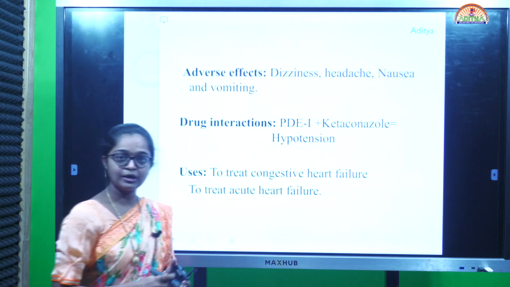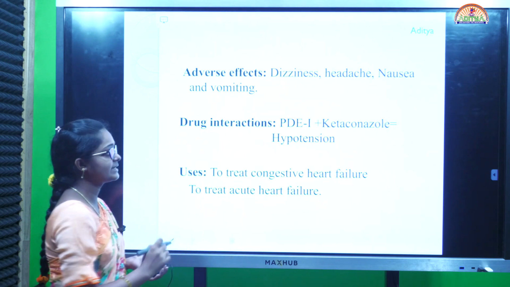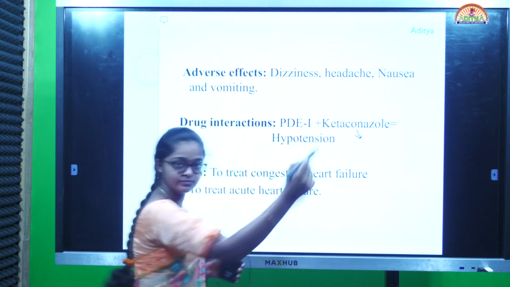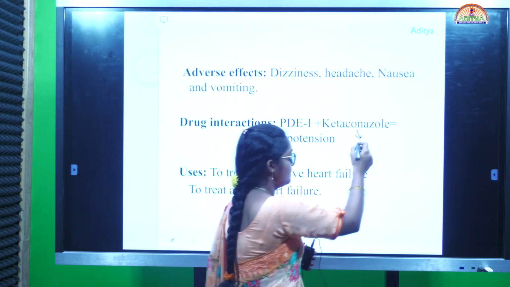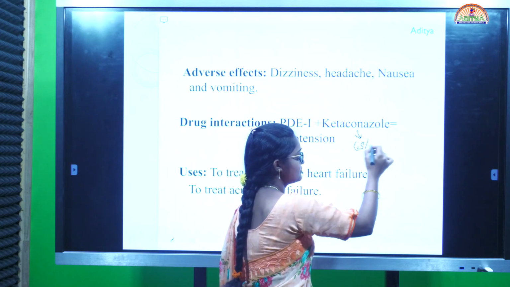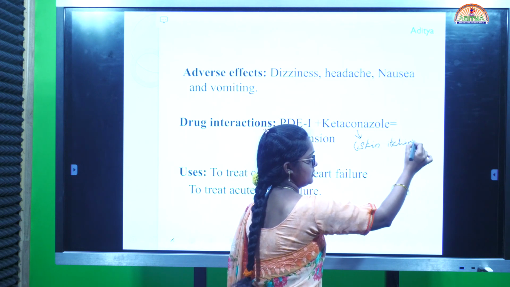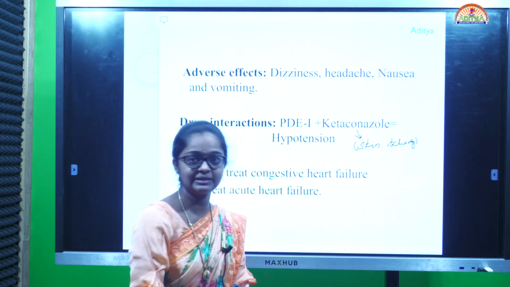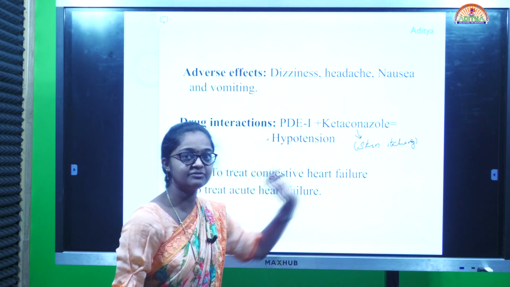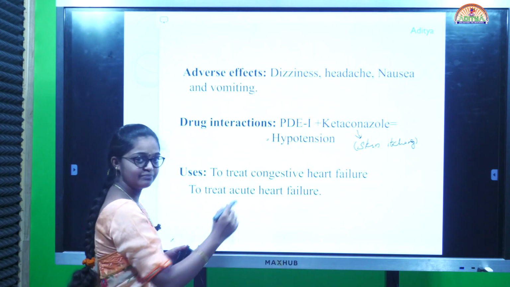Next, adverse effects include dizziness, headache, vomiting and nausea. Next, drug interactions: phosphodiesterase inhibitors along with ketoconazole. Ketoconazole is a drug used for itching, skin rashes and skin-related diseases. When phosphodiesterase inhibitors are administered with ketoconazole, it increases hypotension. Hypotension means low BP.